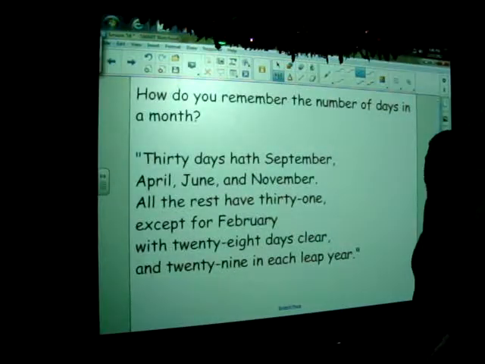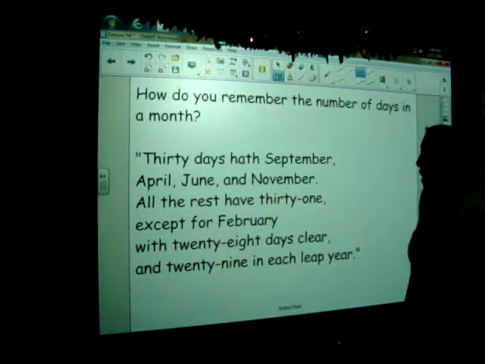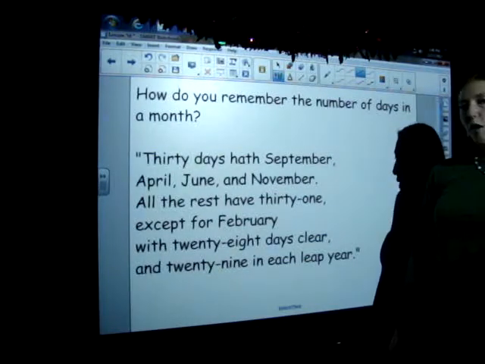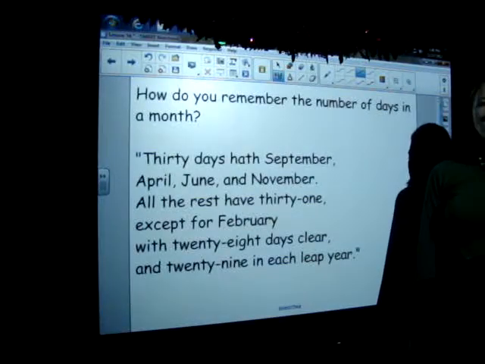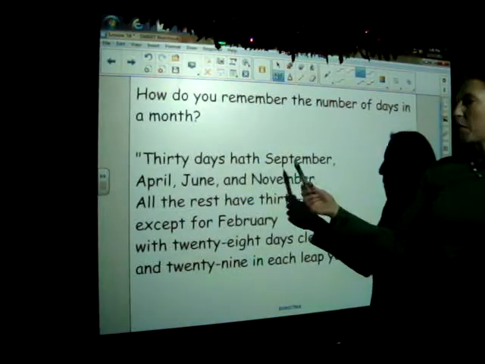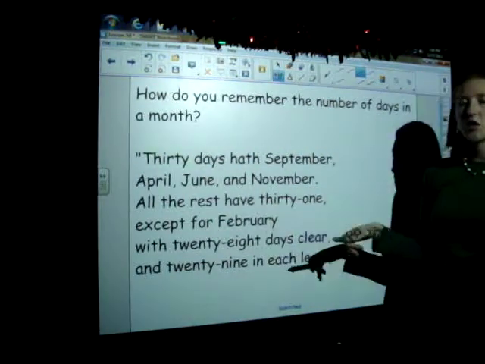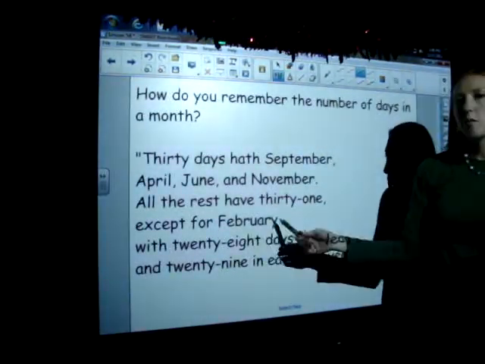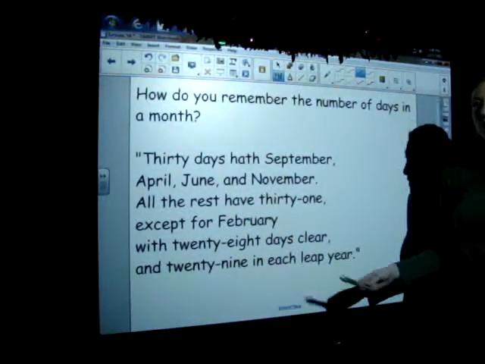How do you remember the days of the month? Like how many days are in 1 month? I have this saying that I use. 30 days past September, April, June, and November. All the rest have 31, except for February, with 28 days clear and 29 days each leap year. So that's saying that September, April, June, November all have that 30. If it's not mentioned, it has 31, except for February, which has 28 on a regular year and 29 on a leap year.